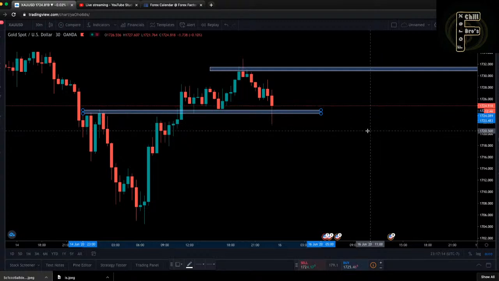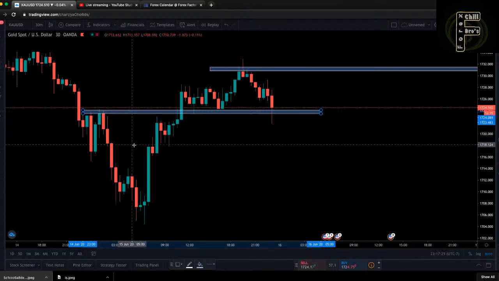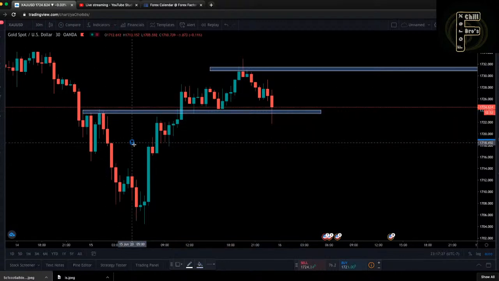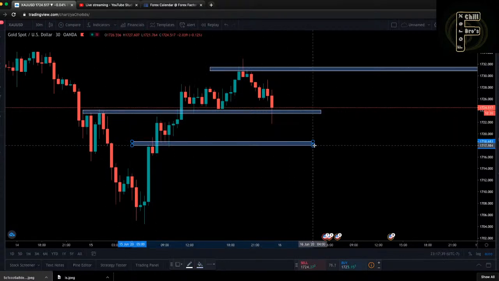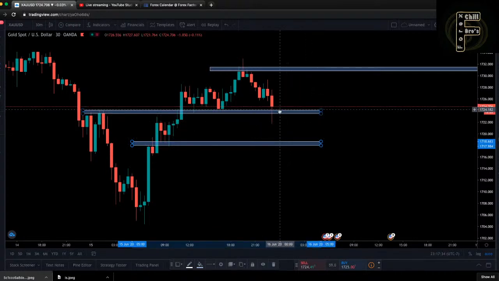If price breaks below this place, 172... If price actually closes below this place, this is my target, because I need to get a target before I get into the market. This should be my target, this place. If you look, this is still a support and resistance level, because anytime price gets to support and resistance, it reacts.